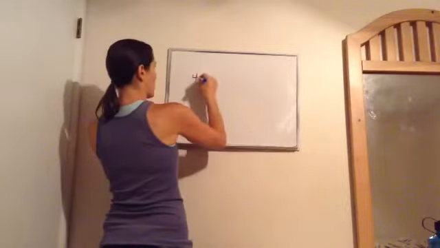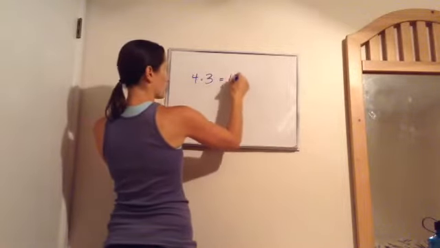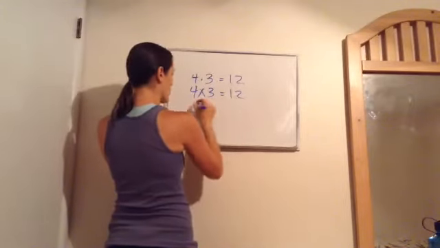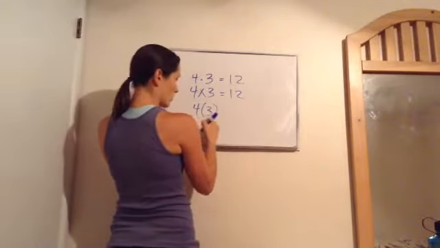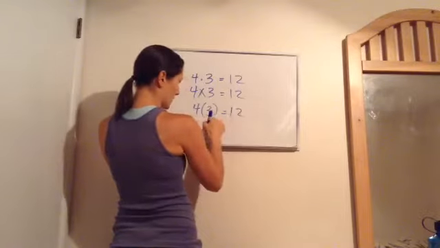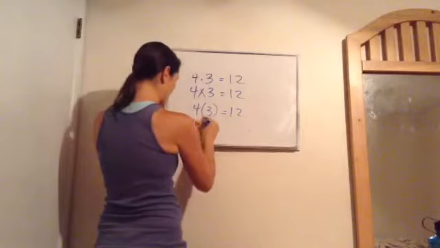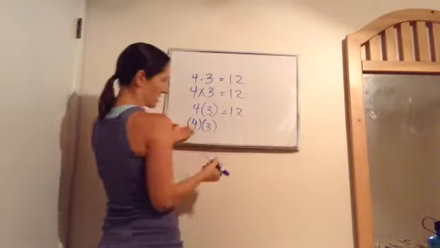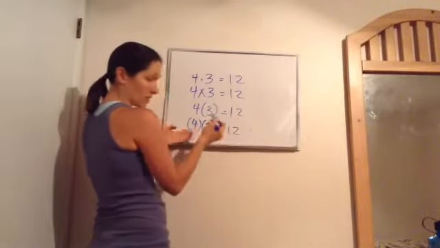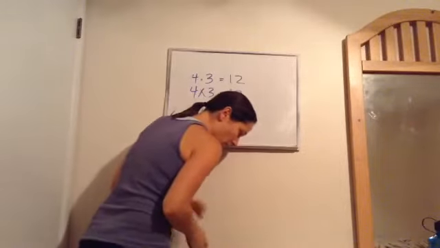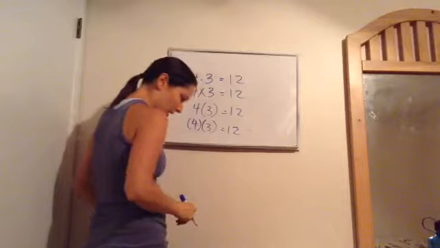Sometimes you'll see a problem like this. 4 times 3 equals 12. You may see 4 times 3 with an x equals 12. You may see 4 by 3 like that in parentheses. That equals 12. You may even see both of them in parentheses. That means, again, you're going to multiply. So all of these mean the same thing, that you are going to multiply to get 12.